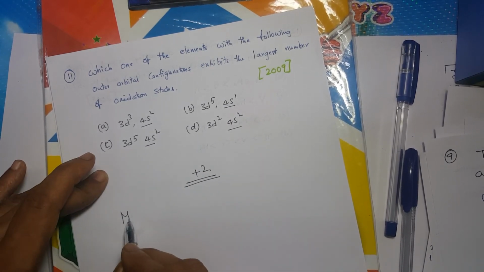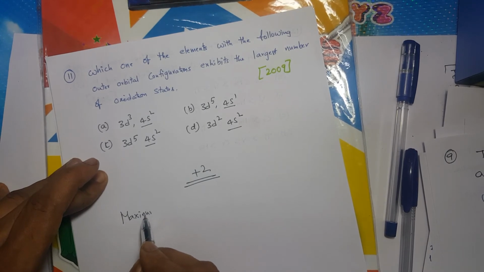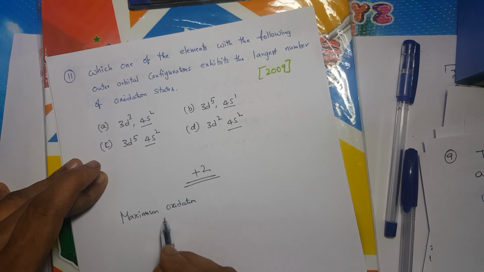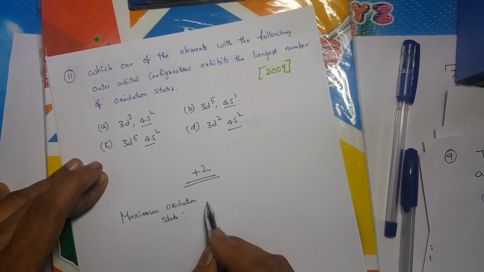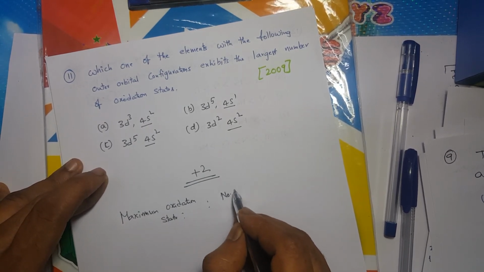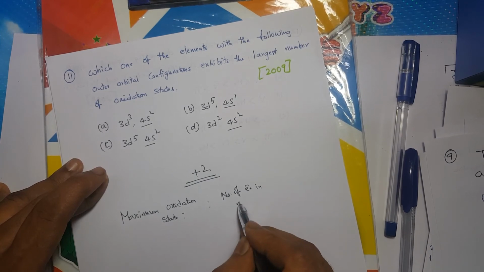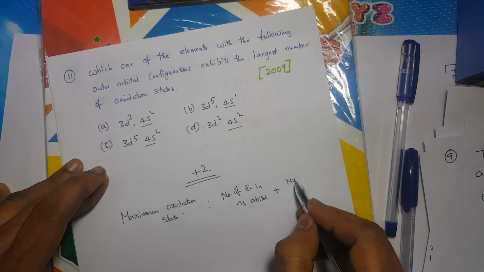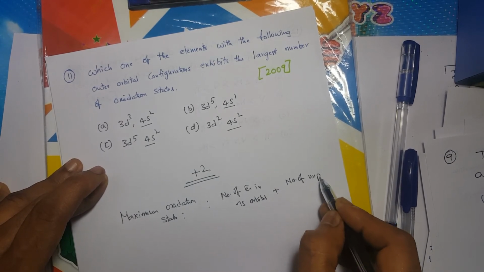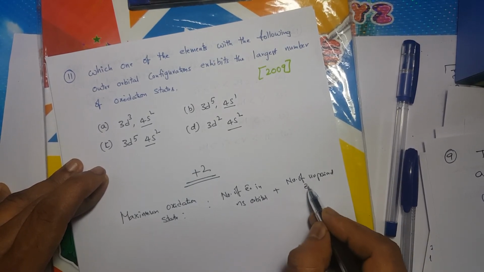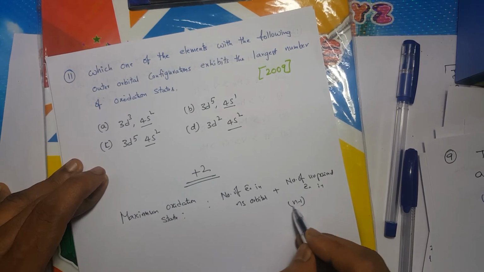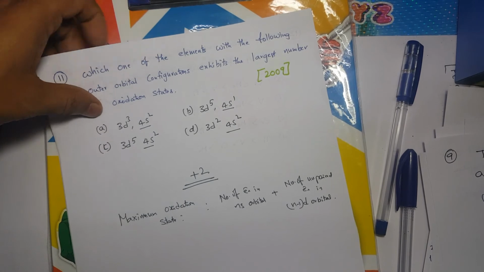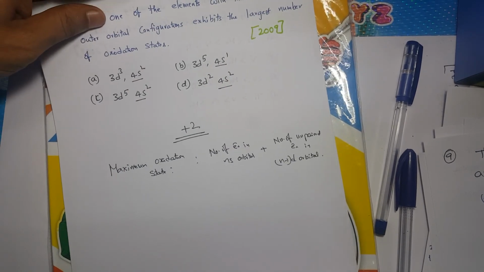So the maximum oxidation state can be calculated. How can you calculate the maximum oxidation state shown by an element? It is equal to the number of electrons in the ns orbital plus the number of unpaired electrons in the (n-1)d orbital. This is the formula. Based on that, you can calculate the maximum oxidation state of an element.